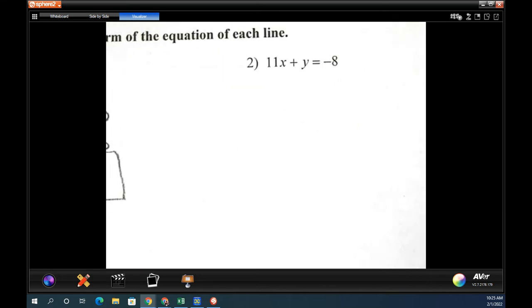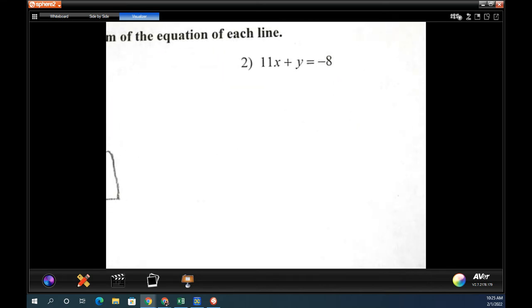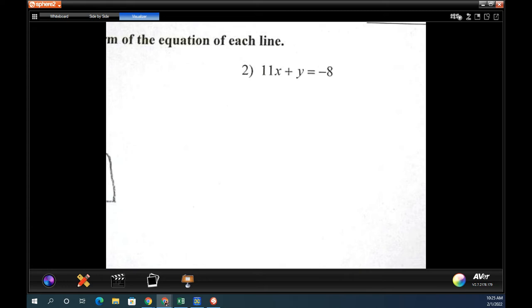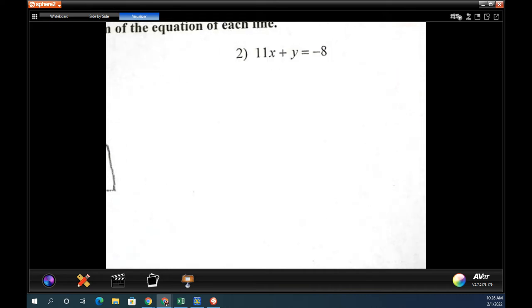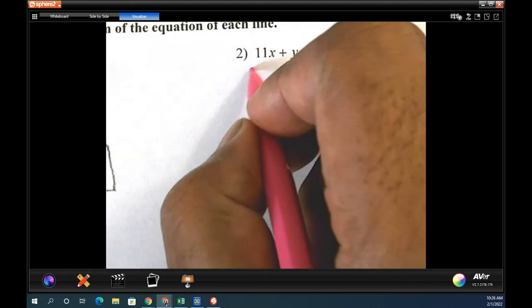Okay. What are we going to do here first, you hear? What do we do first? Subtract 11 both sides. Just 11? 11 what? X. Yes. You're going to subtract 11x from both sides.